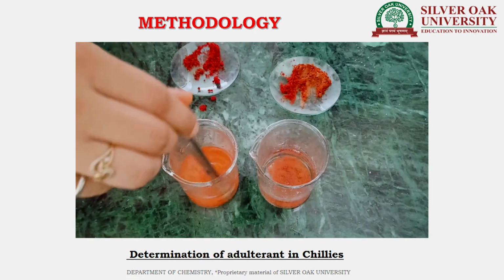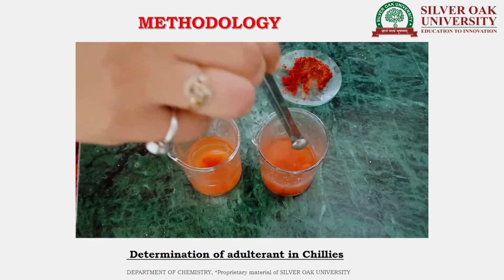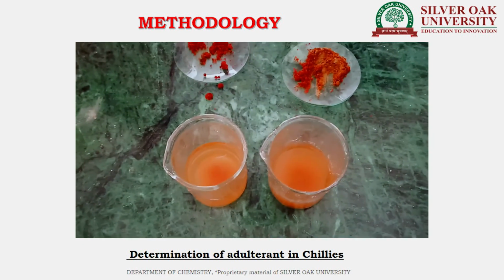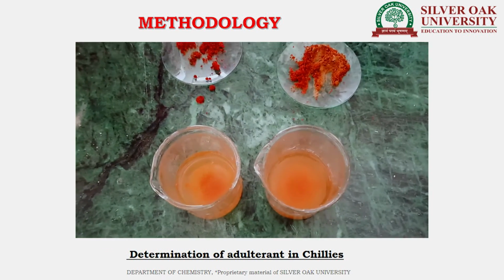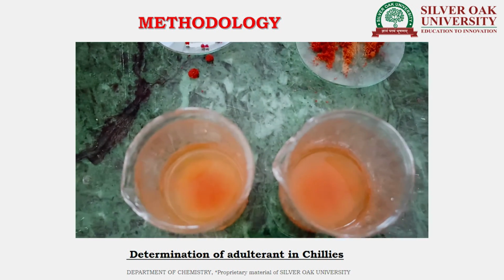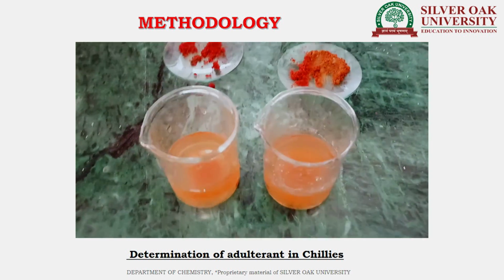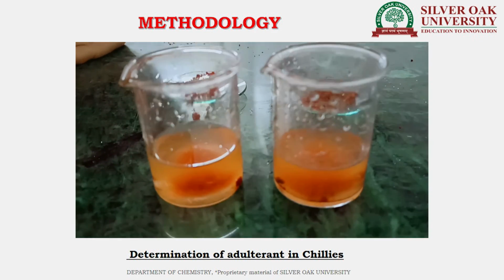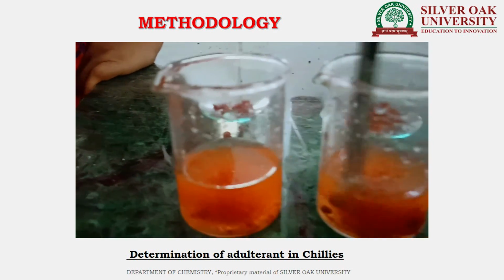As you can see in the first and second solution, the chili powder floats while brick powder settles down. That means if there is a presence of brick powder, it will settle down at the bottom while chili powder will float in the solution.